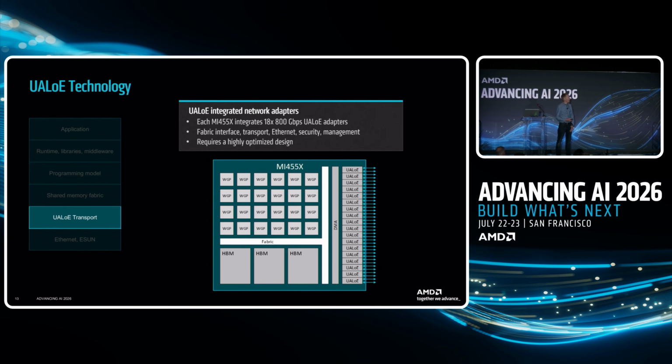So onto each MI455 GPU, we have integrated, yeah, 18 of these UALoE NICs. Each of them does 800 gigabits per second of bandwidth. Each of them essentially is doing the same job as a scale-out NIC. The difference is there's no way we can fit the area of 18 scale-out NICs onto a GPU. So it has to do that with a tiny, tiny footprint. So it has to be highly optimized and very, very efficient. And that means it's very, very specialized to the particular characteristics of the scale-up domain.